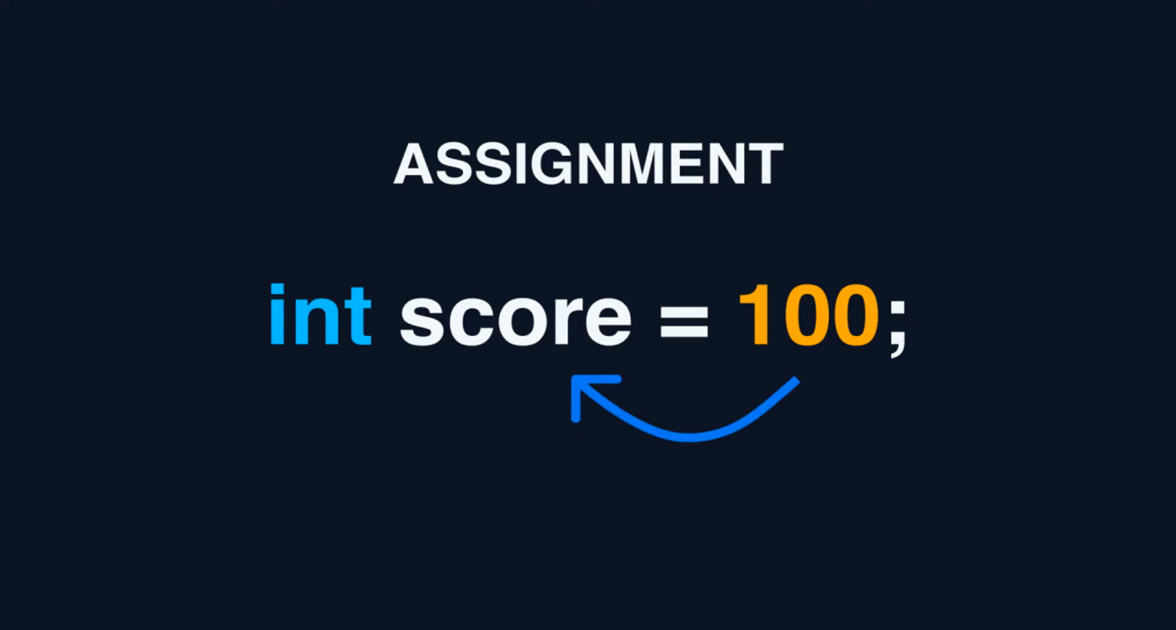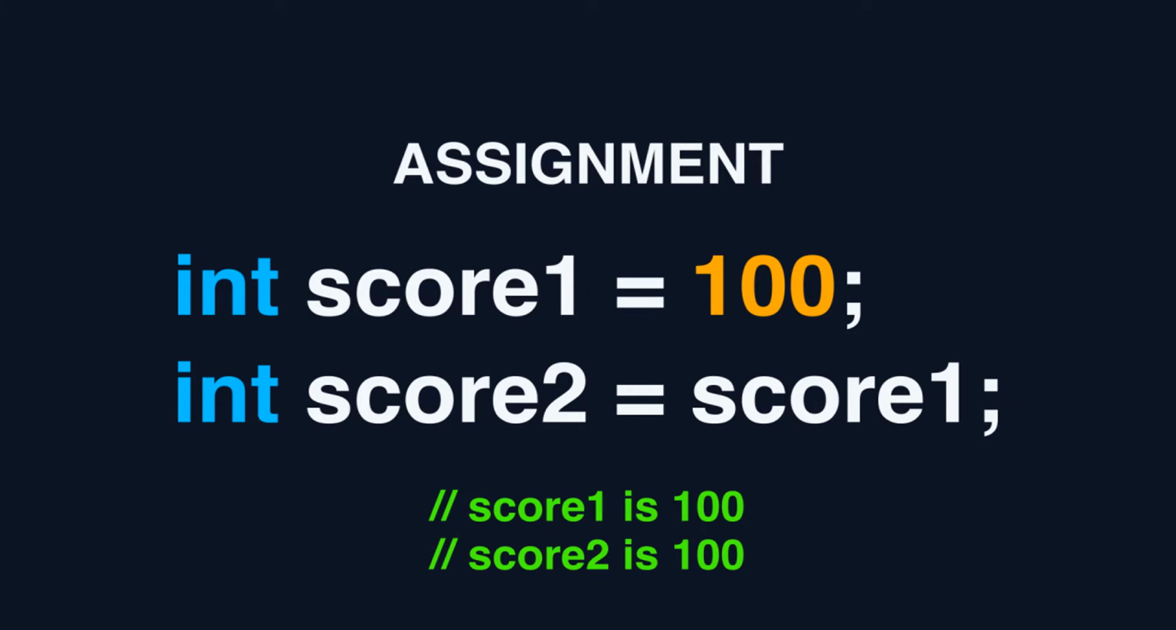Consider the following example. We assign the value 100 to the first variable, and then assign the variable value to the second one. Both variables end up with the same value. Please note that this is not an equality operator, it does not compare values.